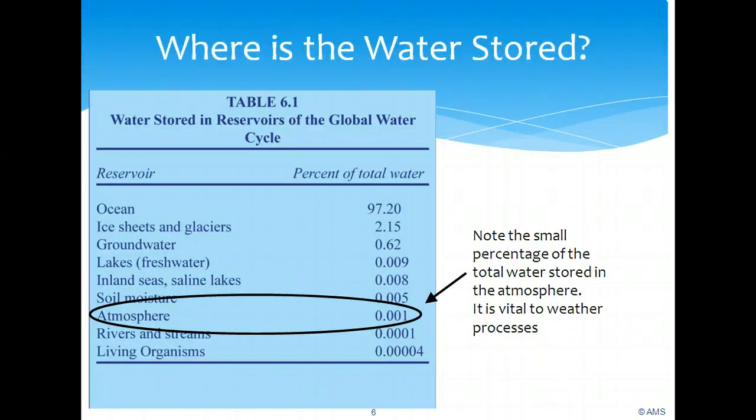The relatively fixed amount of water on Earth is distributed among various reservoirs, as indicated by this particular slide. As you can see, the vast majority of water is found in oceans and ice sheets and glaciers. The atmosphere contains a very, very small portion of total water. However, small changes in the percentage of total water stored in the atmosphere have very interesting and sometimes very dramatic effects on the weather.